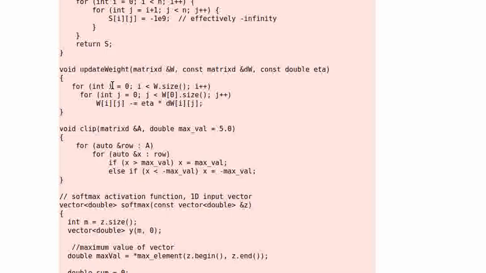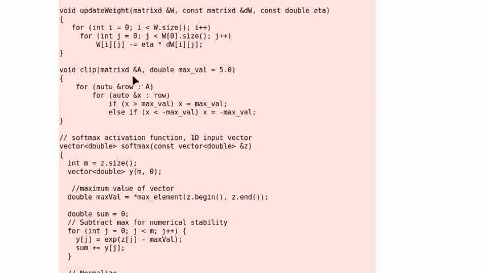And update weight is to update the weight matrix W using the delta W, the dW here, with learning rate eta, using this formula. Clipped is to ensure that the elements in a matrix won't be beyond a certain maximum value, or won't be less than some negative value.